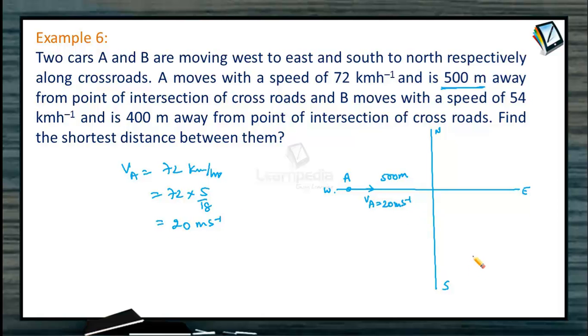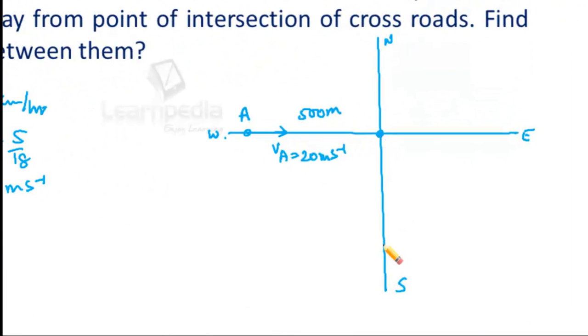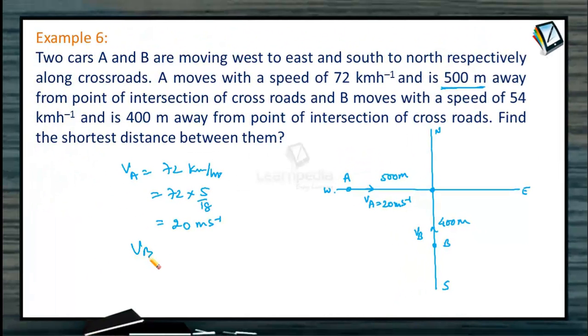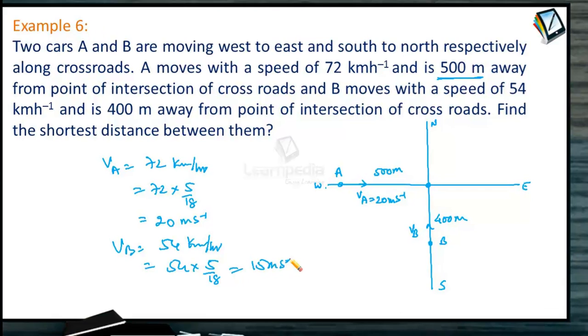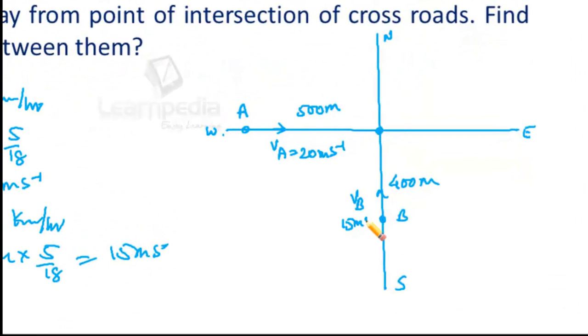This is the actual position. Car B, south to north, and it is 400 meter away from the intersection. This is the intersection. So here, this distance is 400 meter. This is B, moving with speed VB. What is VB equal to now? It is 54 kilometer per hour. 54 into 5 by 18. So it is 15 meter per second. It is moving with 15 meter per second. Find the shortest distance between them.